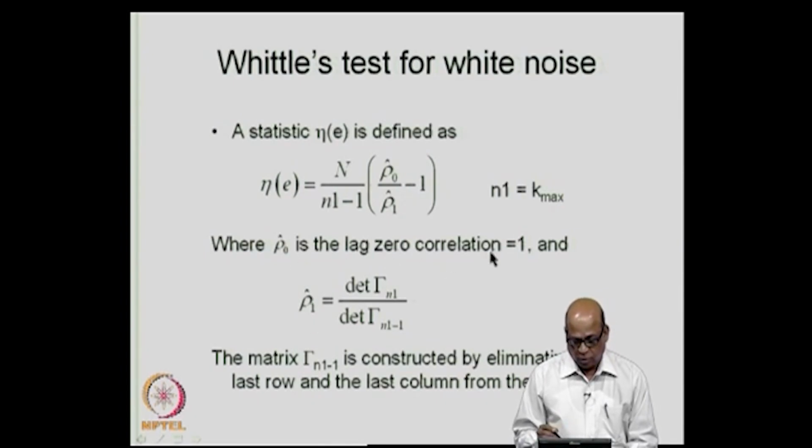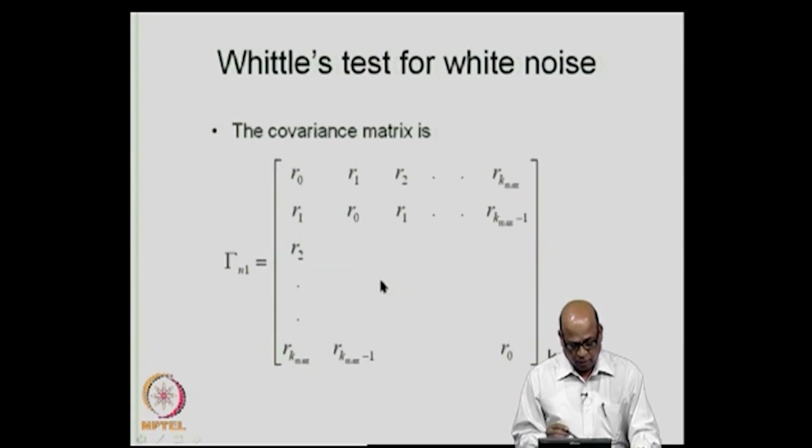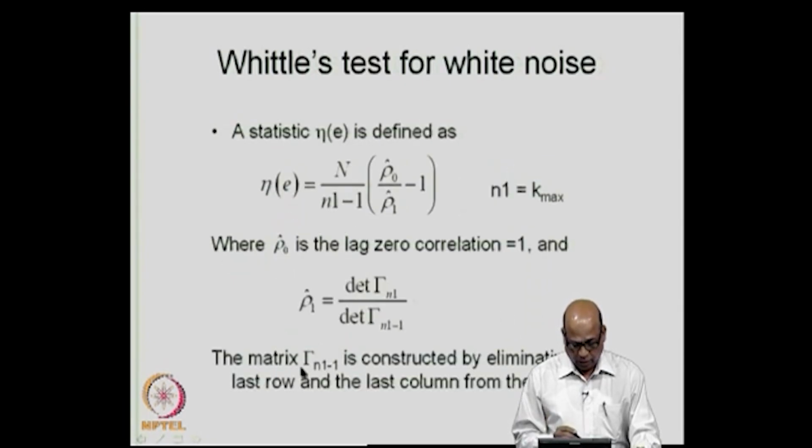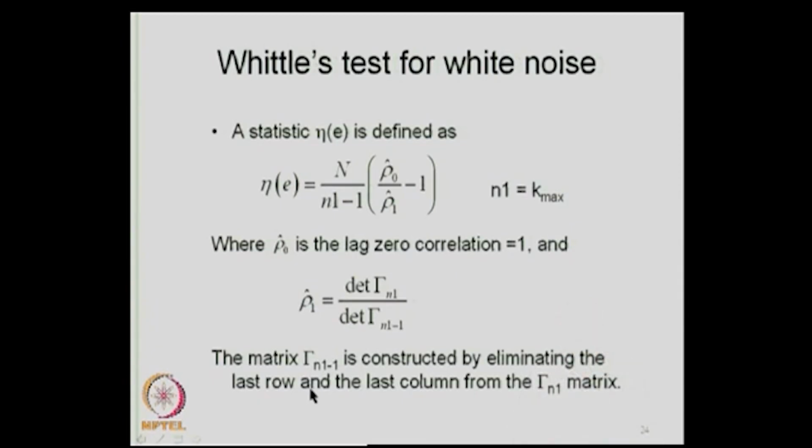where rho naught cap is the lag 0 correlation, which is 1, and rho 1 cap is the determinant of gamma n1 by the determinant of gamma n1 minus 1. As I said, gamma n1 minus 1 is formulated by taking out the last row and the last column, eliminating them from the gamma n1 matrix. So you can get rho 1 cap. Once you get rho 1 cap, you know rho naught cap, which is 1, you know n1, which is k max, typically 0.15 into n, and you know n, which is 240 in this case, and therefore you will get eta.